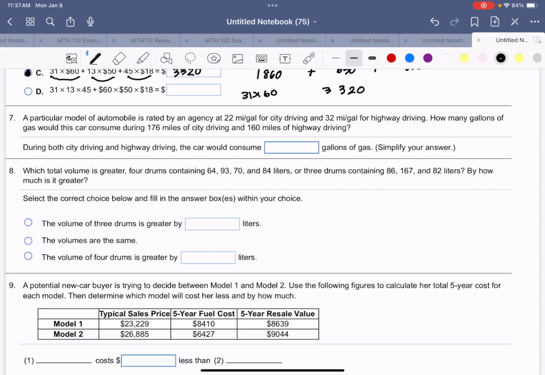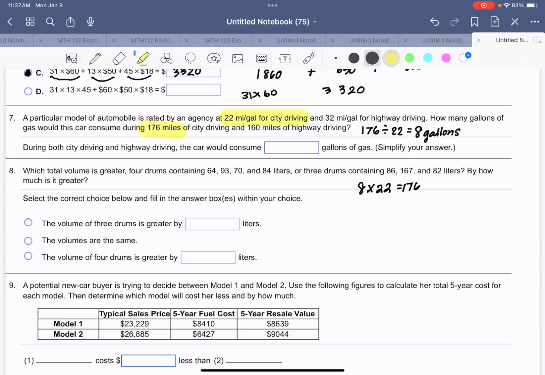So for the city driving, it's 22 miles per gallon, and we're driving 176 miles. So we take our 176 and we divide that by 22, and we get that we need 8 gallons. Now think about that. If you have 8 gallons and you get 22 miles for every gallon, then you multiply that and you get 176. So we have to divide to determine the number of gallons.